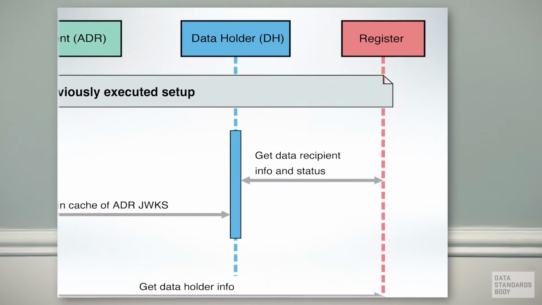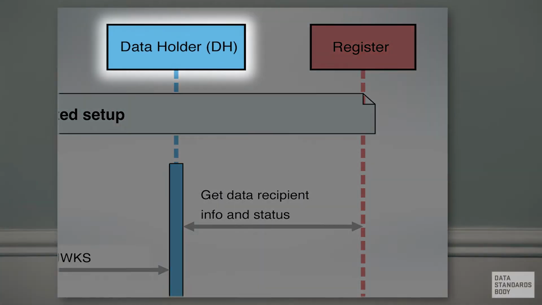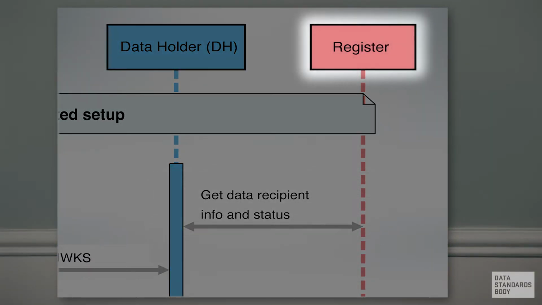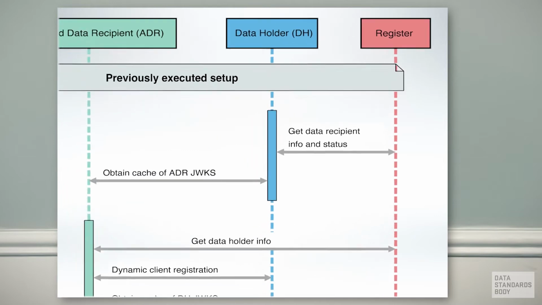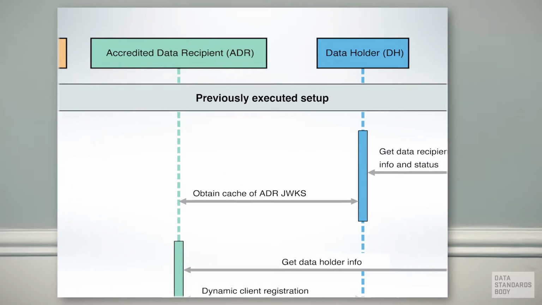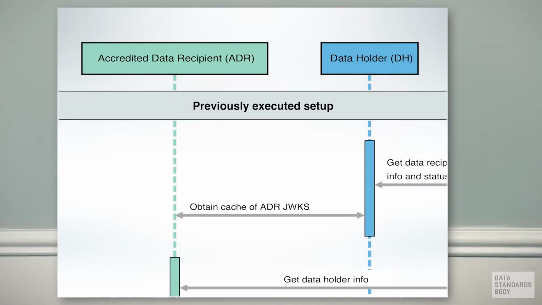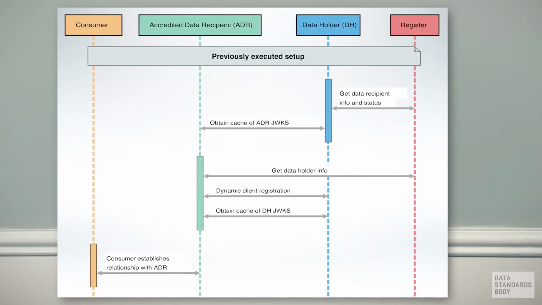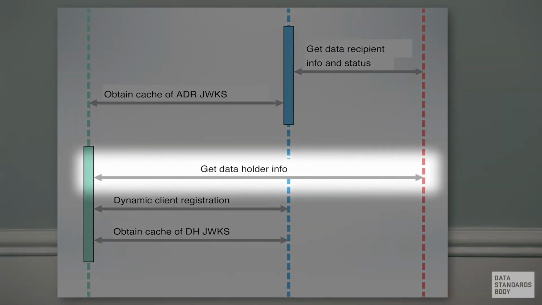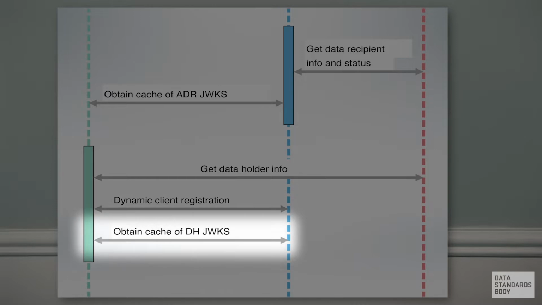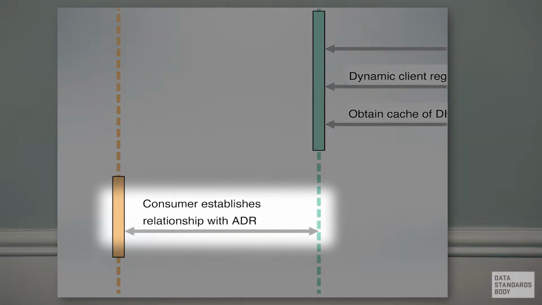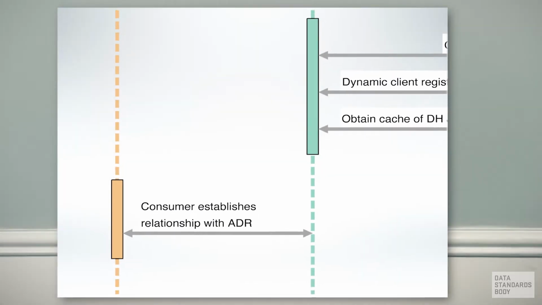So specifically, we're talking about a data holder, represented by DH on this sequence diagram, that has already got data recipient info and status from the register, and has got that recently enough that they can go through the consent process and rely upon it. And they've also got the JWKS data from the ADR, so they can actually validate signatures successfully, etc. Equally on the ADR front, I'm assuming they've already got the data holder info, and they've already done DCR, and they've already got the data holder JWKS. And I'm assuming the consumer has already signed up to the ADR solution and is going to engage with the ADR. So if you like, these are the prerequisite steps.